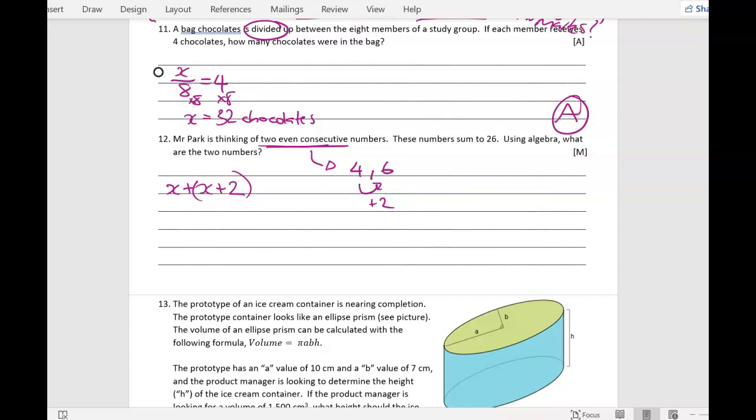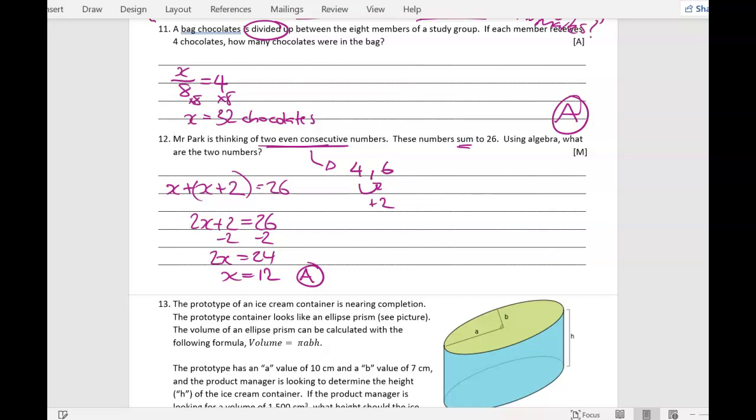These numbers sum. That's where we got the addition sign, to 26. A few of us probably didn't read that properly and were trying to multiply, but multiply would have been the product. So those equal 26. That means 2x plus 2 equals 26. That's my simplifying. I'm now going to solve: minus 2, minus 2. So 2x equals 24. x equals 12. So if you got me x equals 12, that was your achieved mark because you formed and solved the equation.